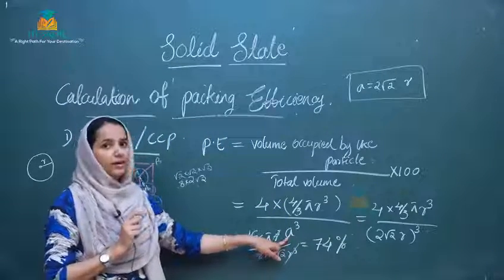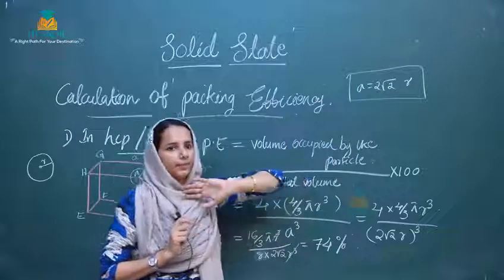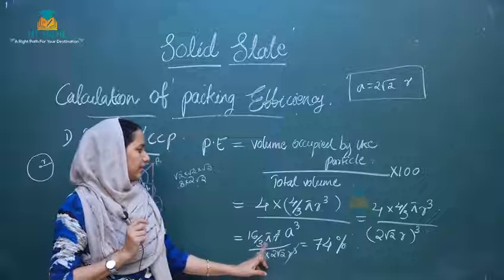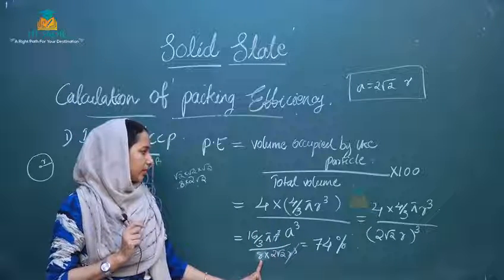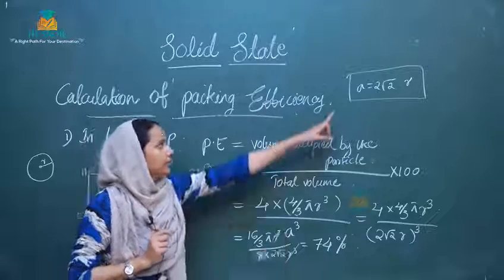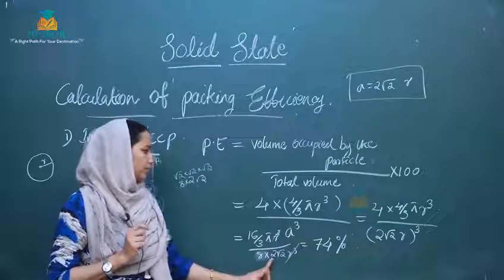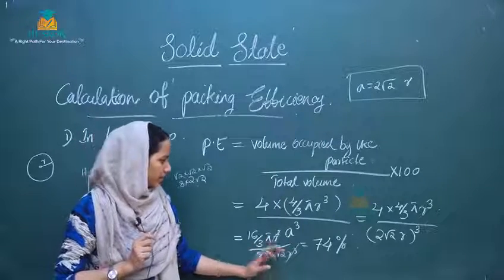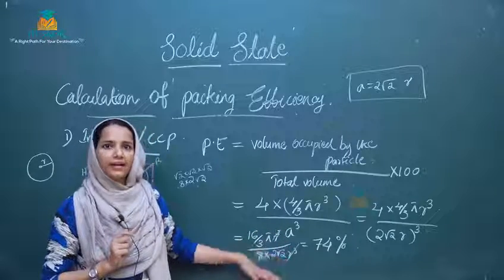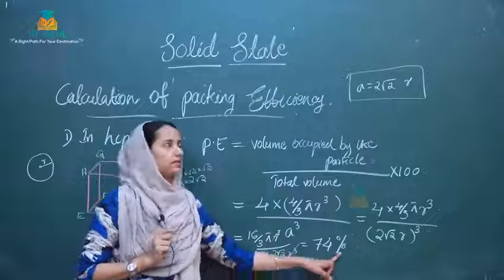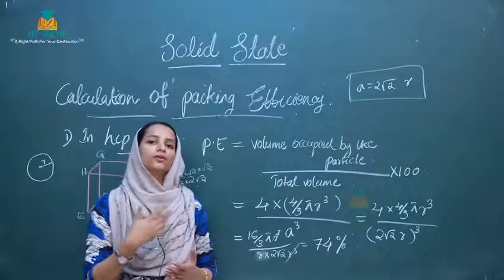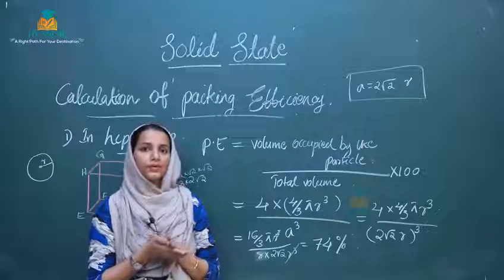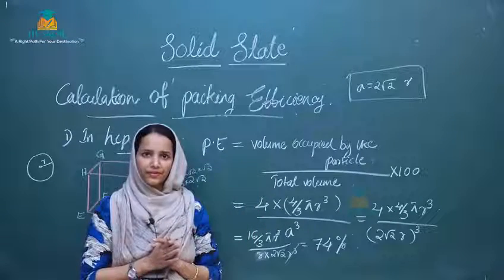What about A? Just now we derived A is equal to 2 root 2 R. So just put the A value here, and you will get 16 by 3 pi r cube divided by 8 into 2 root 2 r whole cube. By simplifying the mathematical terms, you will get 74%. You already discussed in cubic close packing and also in hexagonal close packing that the packing efficiency was 74%. So now you have proved that the packing efficiency is 74%.